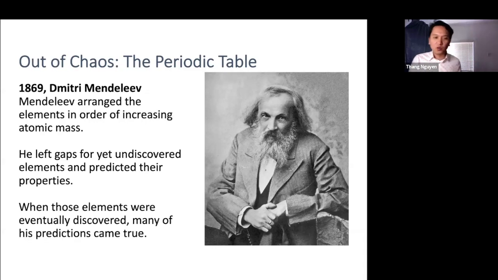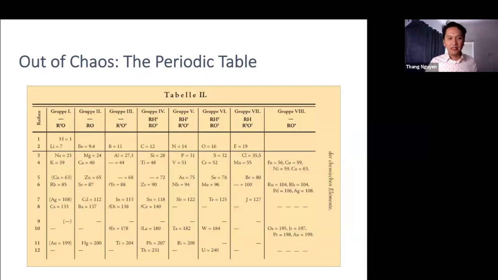And lo and behold, when these elements were indeed eventually discovered, many of his predictions were true, like their masses or their properties or their reactivity. Okay, so this is an example of his organization, and it's called the periodic table because the patterns of the elements, when you line them up, repeat periodically, every so many cycles. That's why it's called the periodic table.